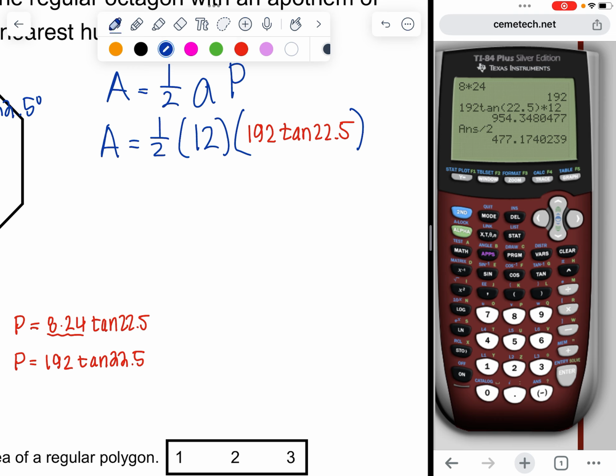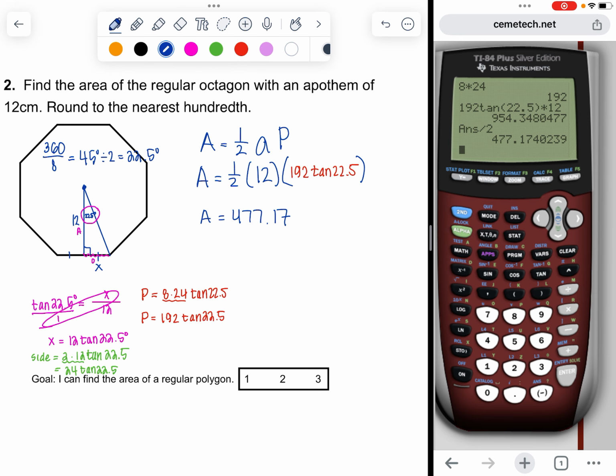And I get 477. Area is equal to 477.17. And then don't forget your units. Your units are, where'd they go? Centimeters. So centimeters squared.